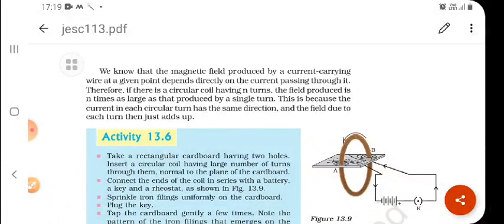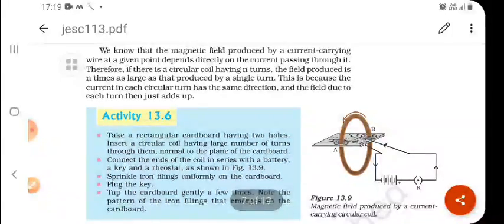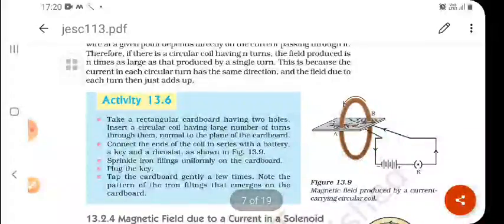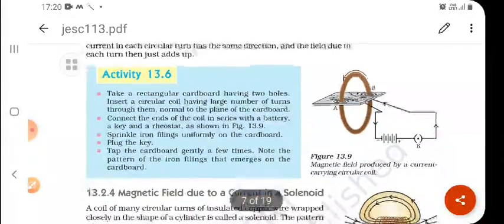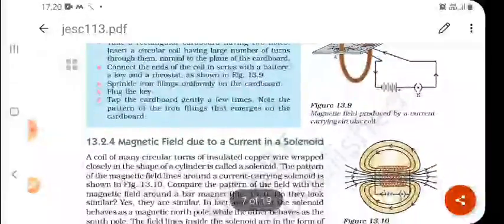Whenever we pass the current through it, it produces a magnetic field, and if there is a circular coil having n turns, the field produced is n times as large. So the magnetic field depends on the number of turns of this circular coil, because the current in each circular turn has the same direction, and the field due to each turn then just adds up. The field will add up when we increase the number of turns of the coil.